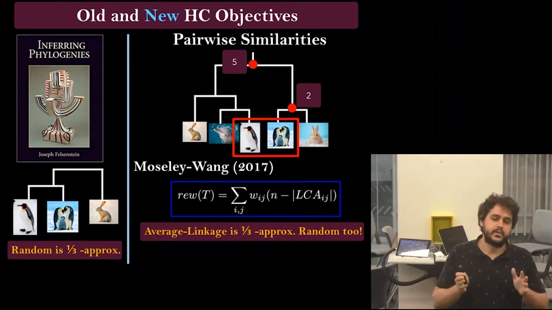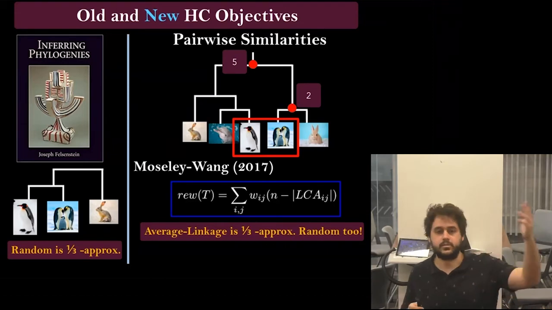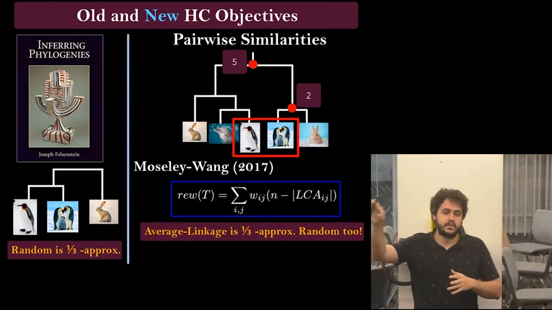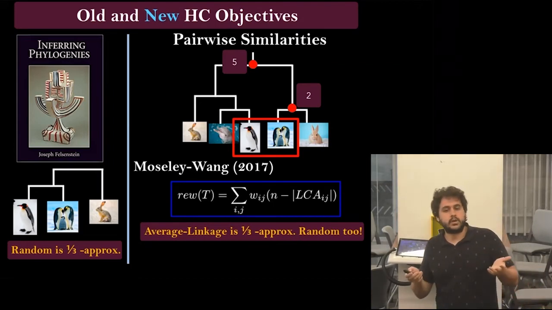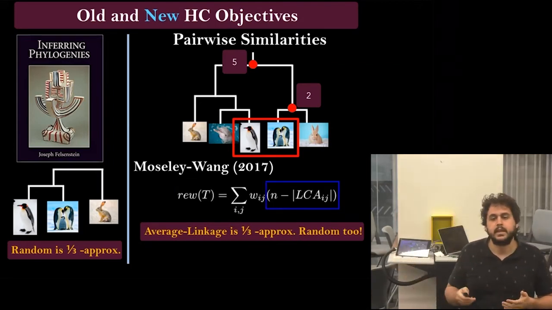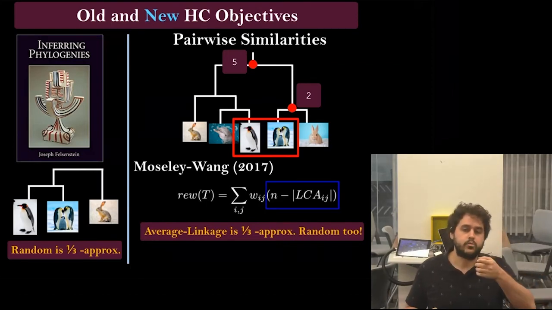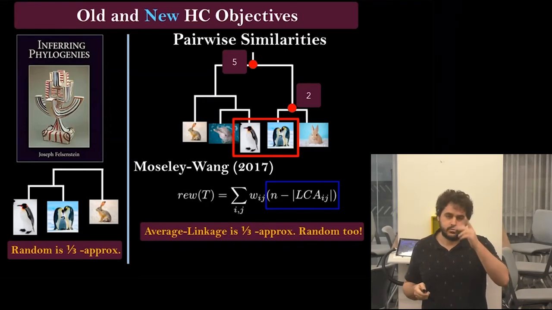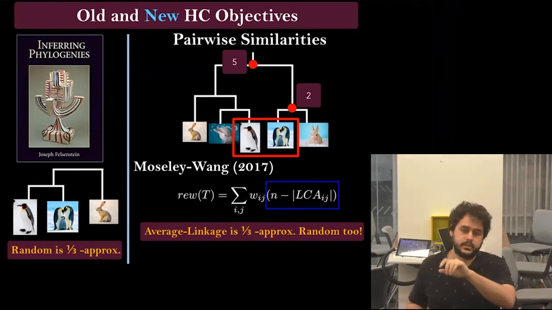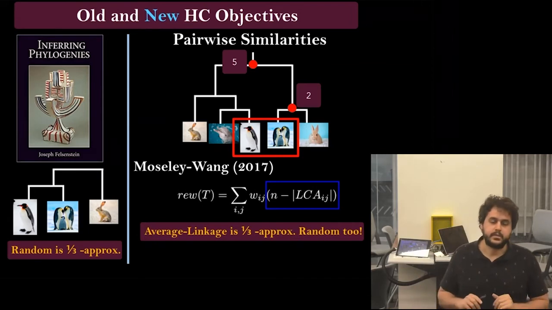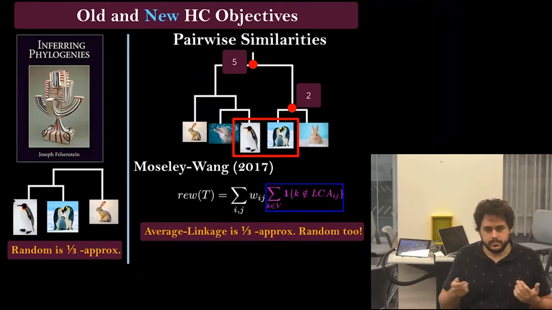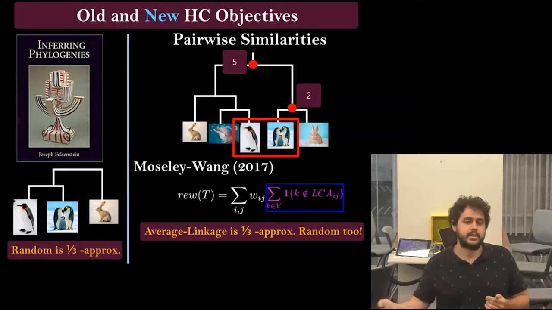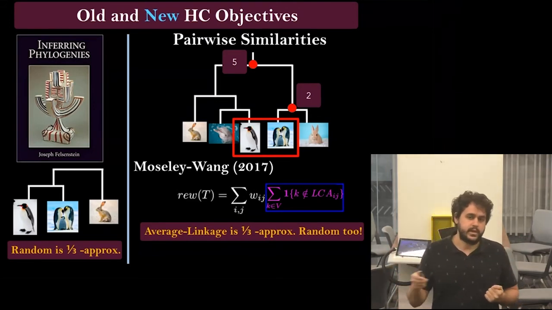Okay. So from what I've told you, we have these objectives. On the left, the triplets, where random gets 1/3, and on the right, this other objective, where we get 1/3 again. And it's natural to ask, can we do better for this objective? Actually, why is random 1/3? Just one comment. This term that is the confusing part of the objective, n minus the LCA, we can rewrite it as just an indicator of whether another vertex k is not in the LCA of ij.